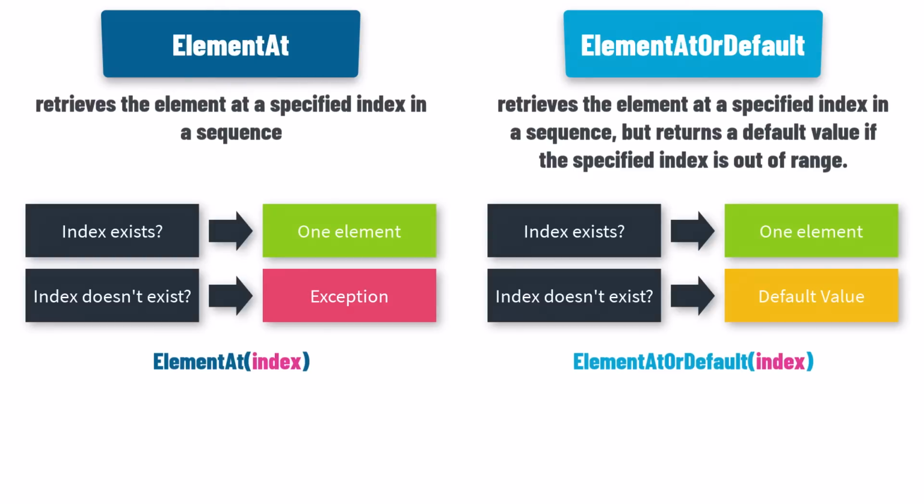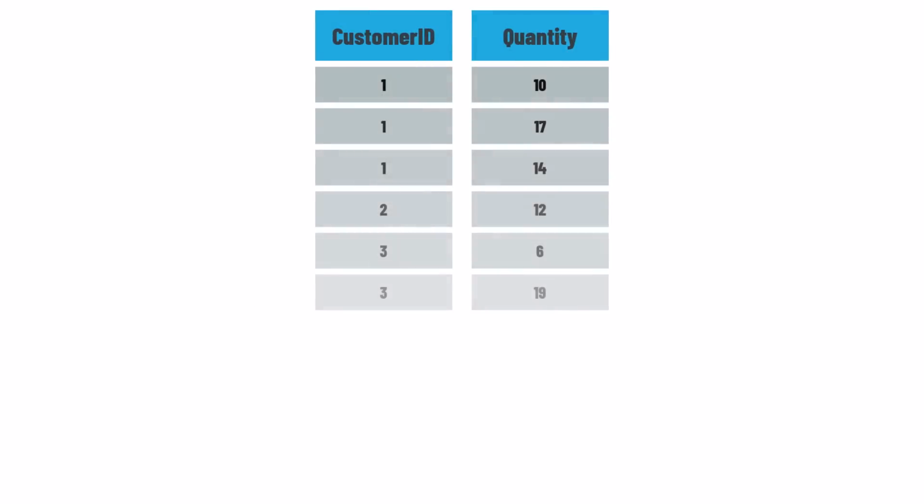In our first example, let's consider a data table that has 2 columns, customer ID and quantity. This table lists various customers, some of whom appear multiple times. Each row represents an order made by a customer, and the quantity column indicates the total quantity of goods that the customer has ordered.